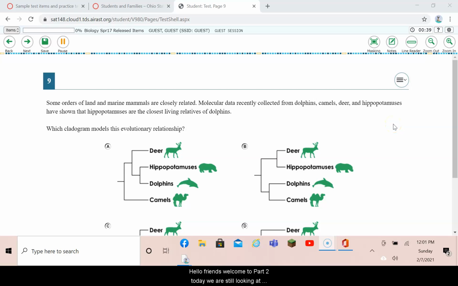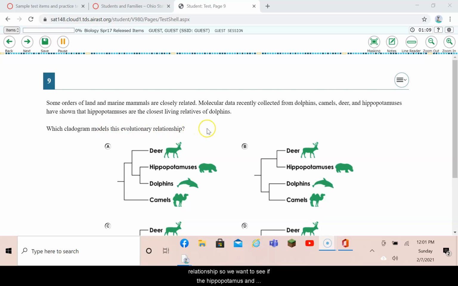Today we are still looking at the 2017 state biology test questions. So let's continue. Number 9. Some orders of land and marine mammals are closely related. Molecular data collected from dolphins, camels, deer, and hippopotamuses have shown that hippopotamuses are the closest living relatives of the dolphins. Which cladogram models this evolutionary relationship?